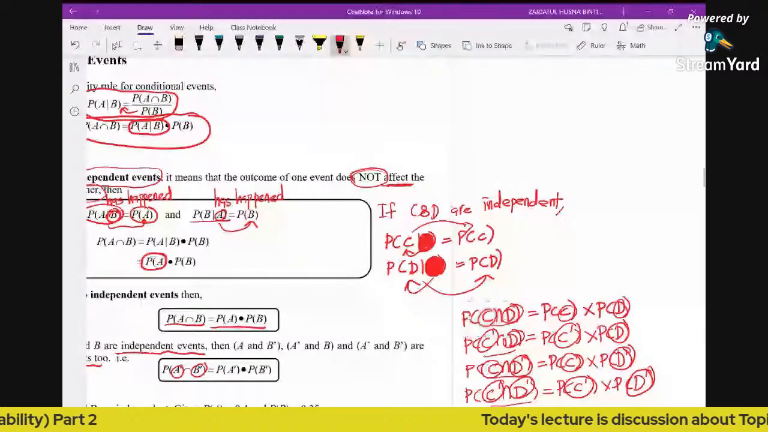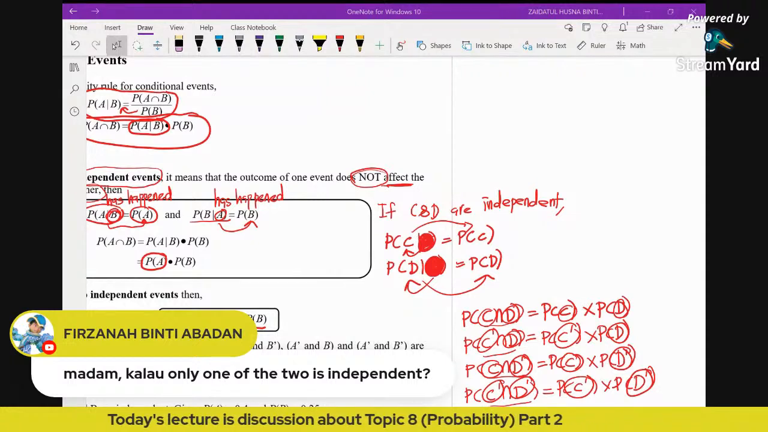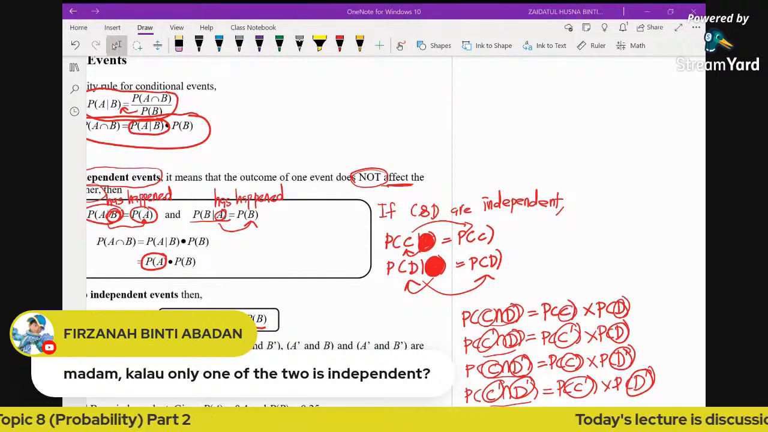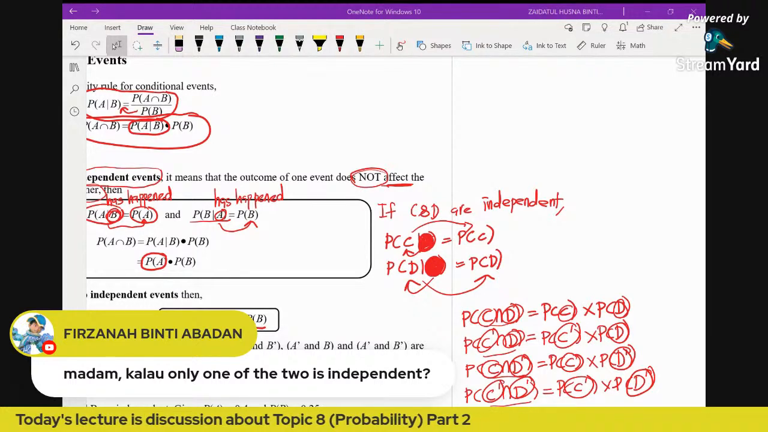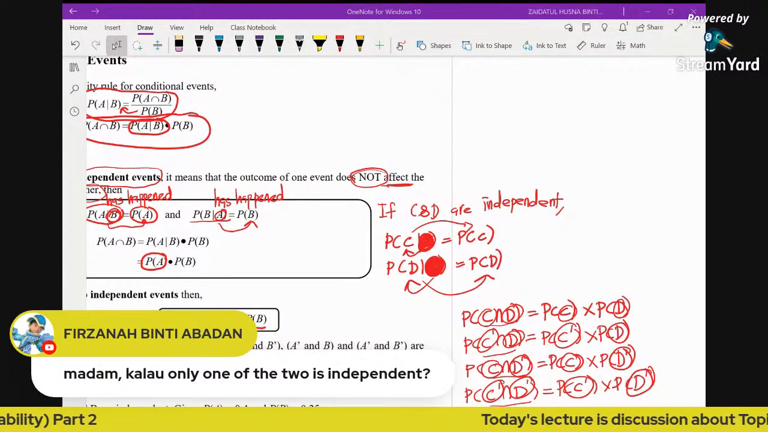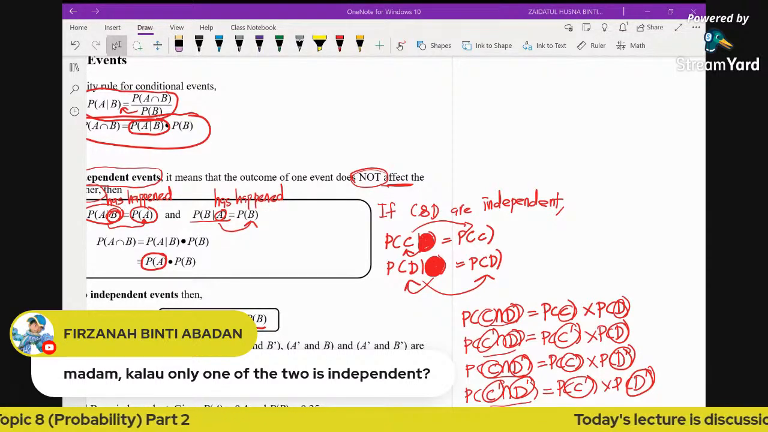We have one question here, which is a very good one. Fir asks, Madam, what if only one of the two events is independent? When we talk about independent, it has to be between two. What does independent event mean? They do not depend on each other. If A is not dependent on B, we can say directly that B will not be dependent on A. It is mutually dependent.